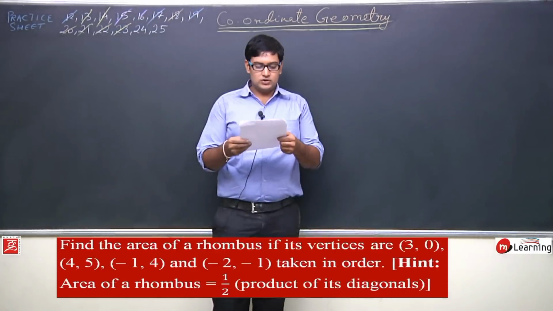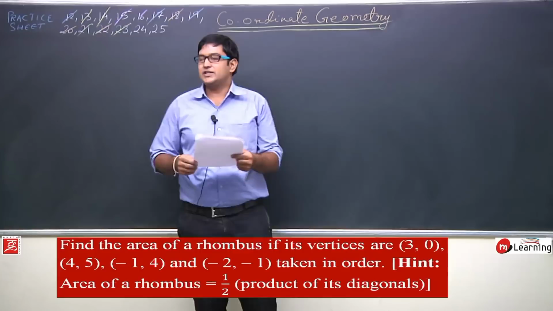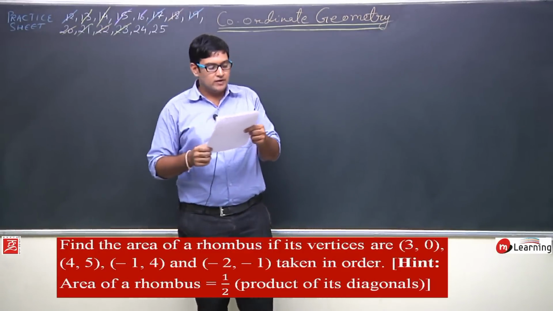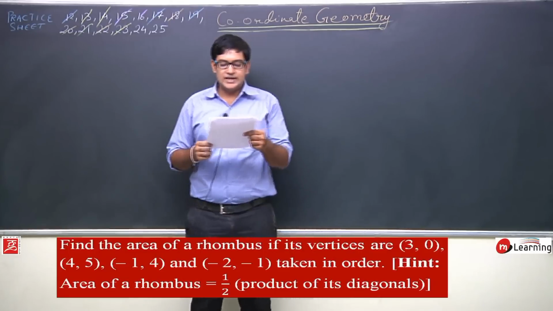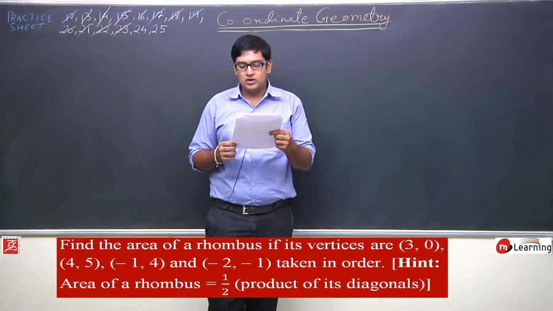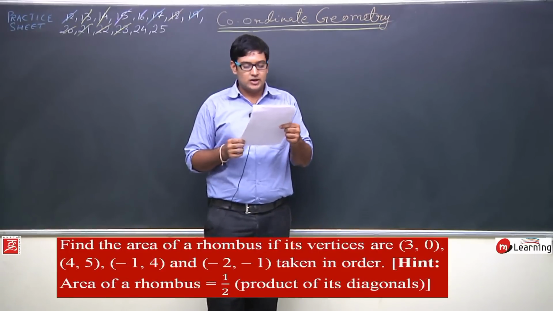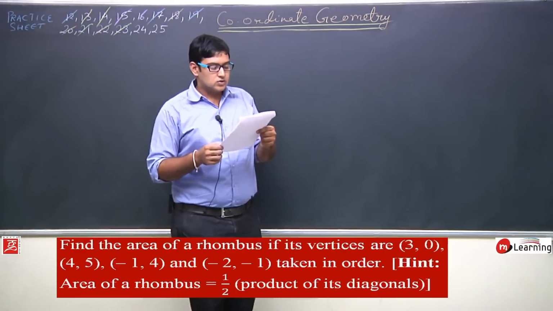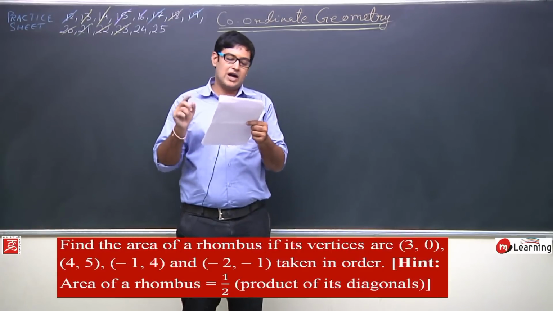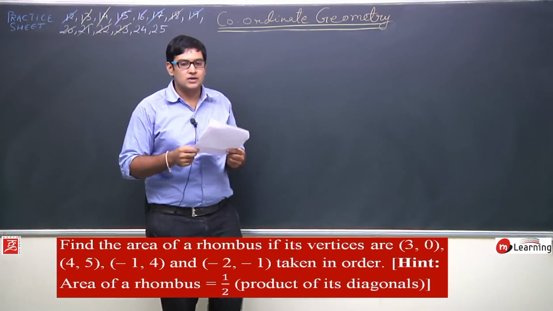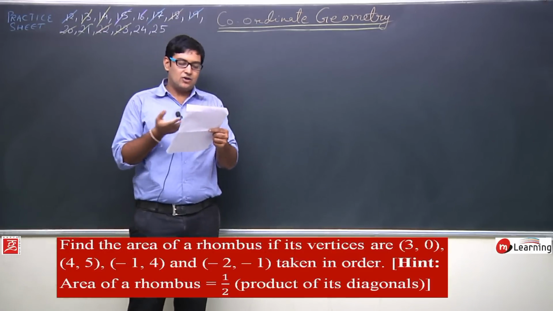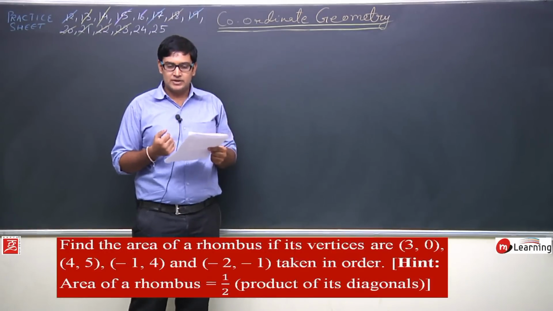Okay, let us solve question number 24 of the practice sheet. We have discussed up to 23. So the 24th question says, find the area of a rhombus if its vertices are (3, 0), (4, 5), (-1, 4) and (-2, -1) taken in order. And there is a hint given: area of a rhombus is equal to half of the product of its diagonals. I don't think this question is of a very difficult level. You can see that all the 4 vertices of the rhombus are given.